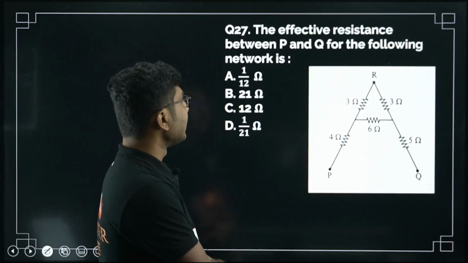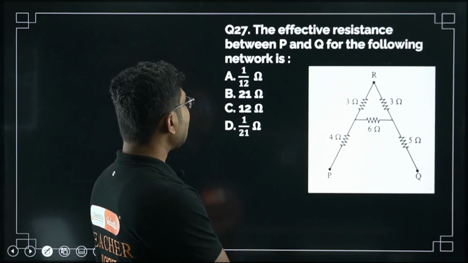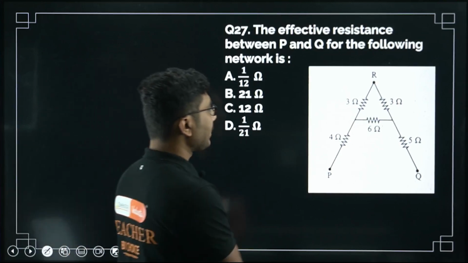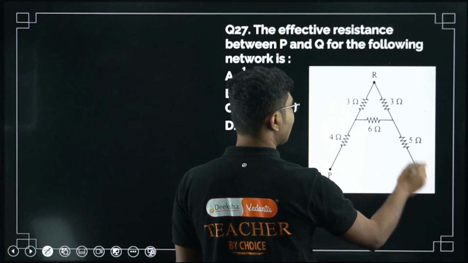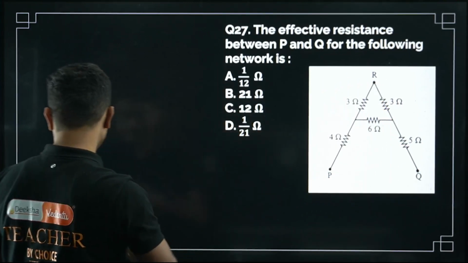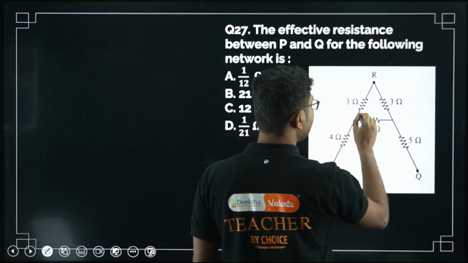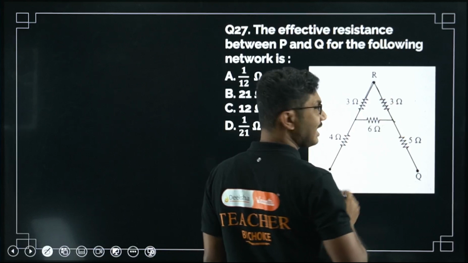Next question, the effective resistance between P and Q for the following network. This is also an interesting question. How to solve it? First of all, you have to realize that these two resistances are connected in series.